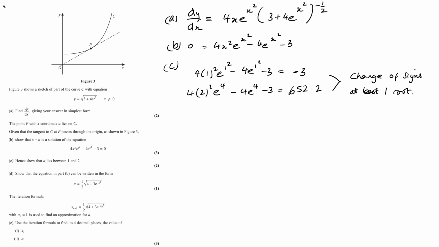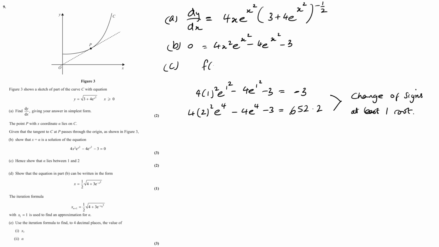I set it out like that. A better way would have been to initially set it up like this: to say f of x equals 4x squared e to the x squared minus 4e to the x squared minus 3, and then you could have done your f of 1 equals and f of 2 equals. I just thought about that afterwards, just a little bit better in terms of setting it out.